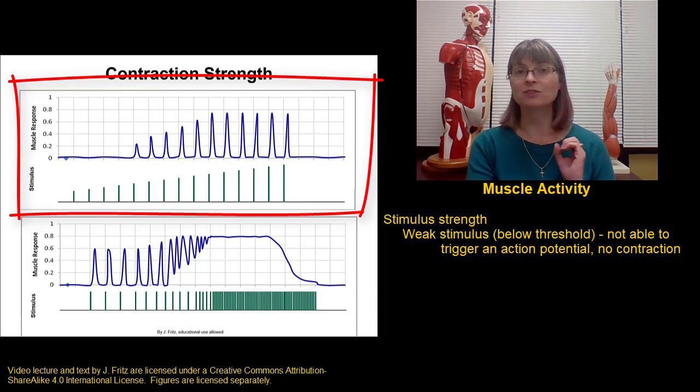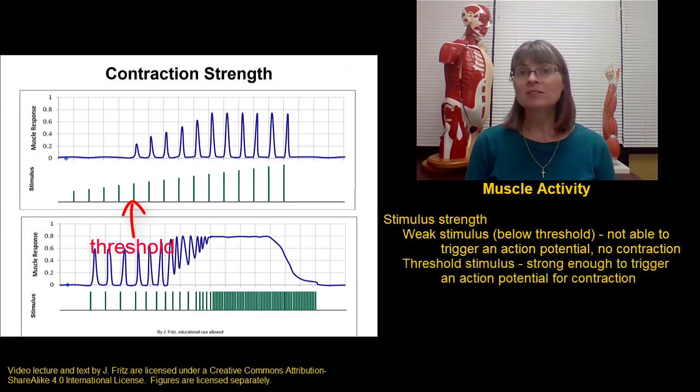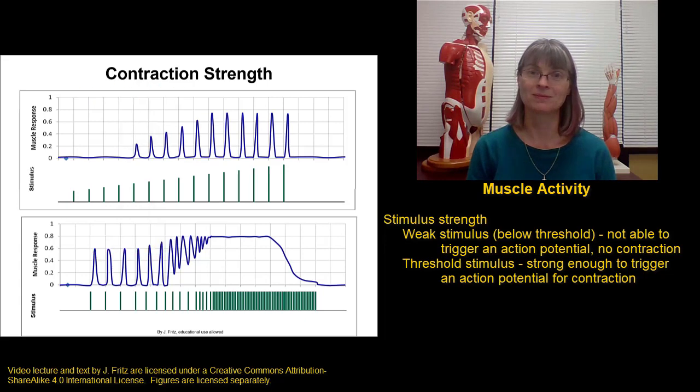We need to have a stimulus that's strong enough to open enough of those sodium channels to trigger an action potential. So we get enough of a membrane potential change, it'll open the voltage-gated sodium channels and then spread that signal across the muscle fiber to actually trigger the contraction. A stimulus that is strong enough to start an action potential and cause a muscle contraction is called a threshold stimulus. So these weaker ones are below the threshold. They're not going to cause a muscle contraction. It takes a stimulus at least this strong in order to trigger contraction.